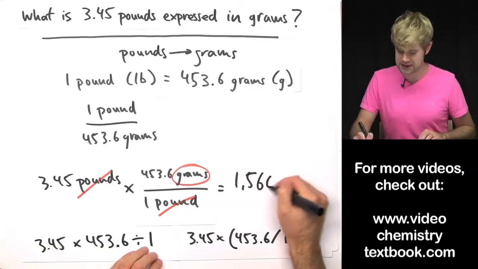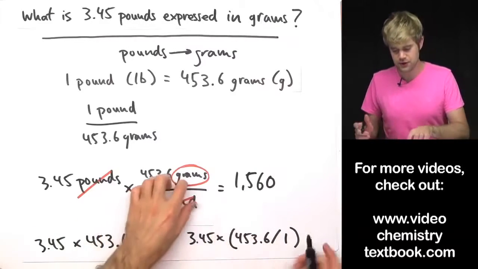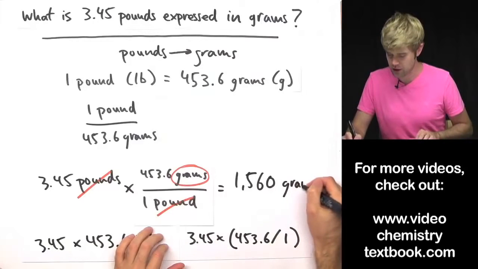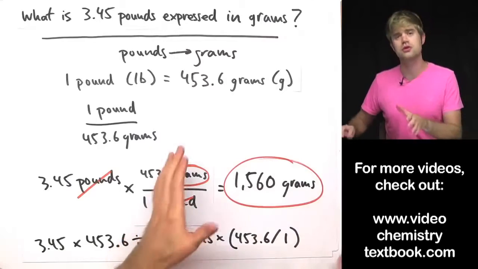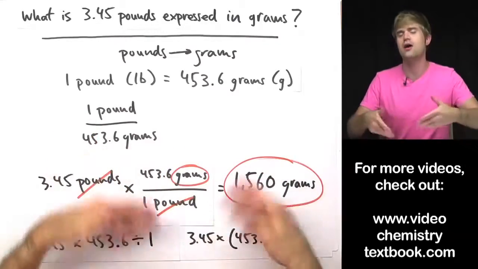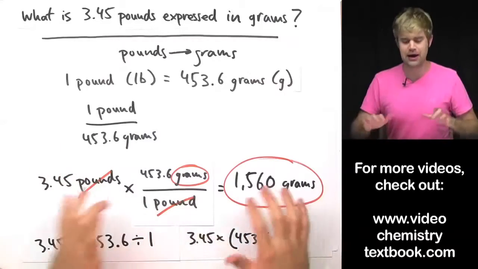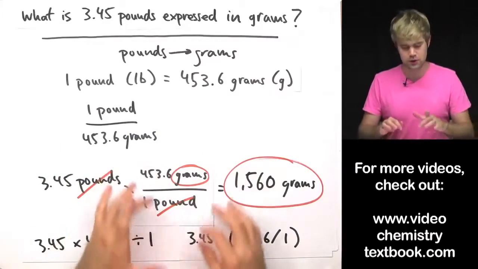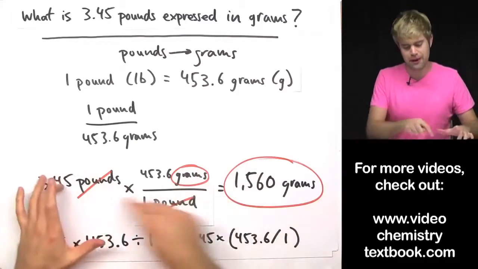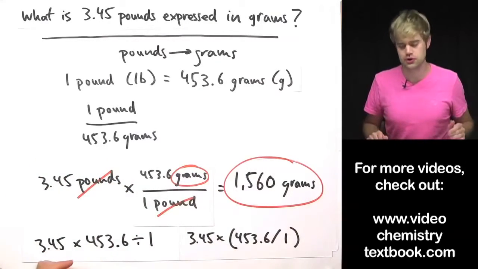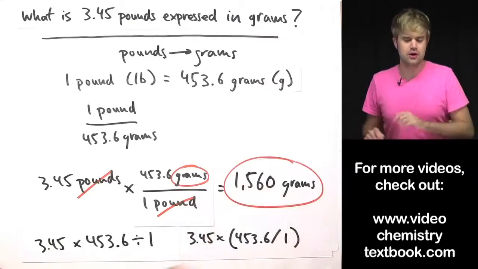1,560. What are the final units here? Well, I canceled out pounds, so the final units that I'm going to be left with are grams. I'm not worrying too much about significant figures when I'm doing these unit conversions, just for this lesson, because I don't want to add another thing in here to confuse you. There'll be a lesson later about how to do significant figures with unit cancellation, but I don't want you to worry about sig figs now, just worry about figuring out how to do the unit conversions. So anyway, 1,560 grams is our final answer.